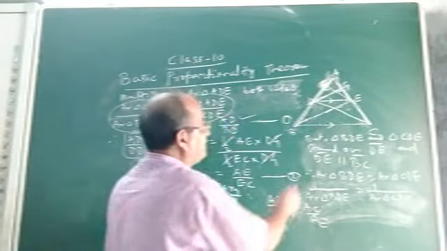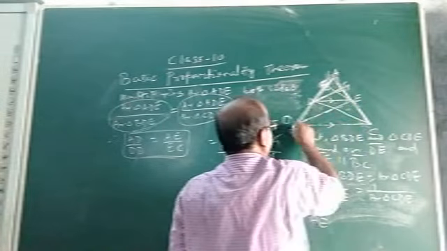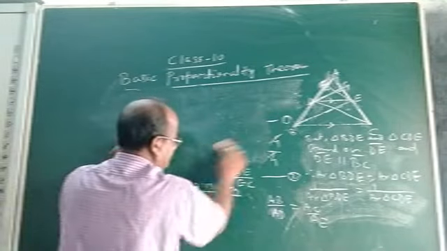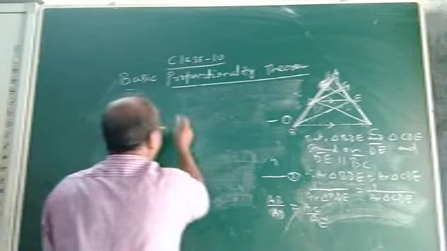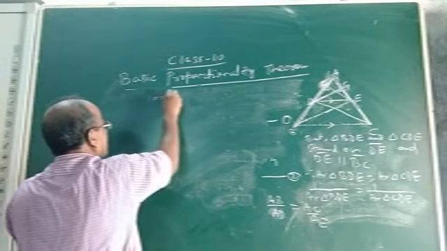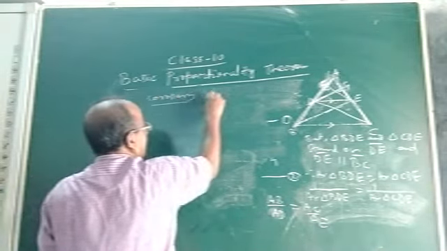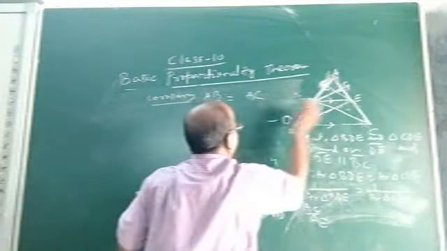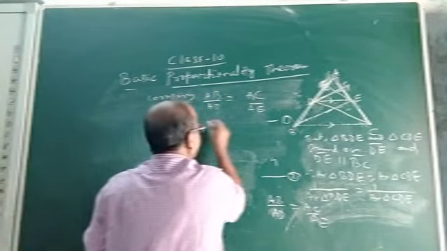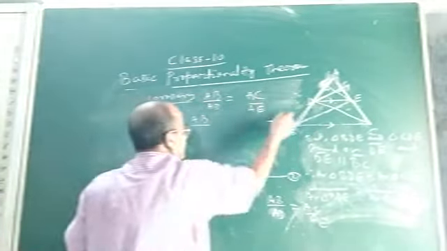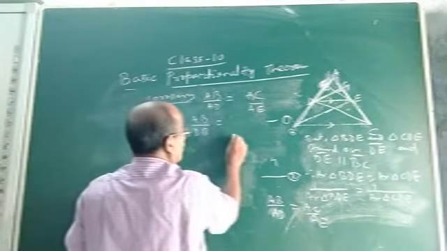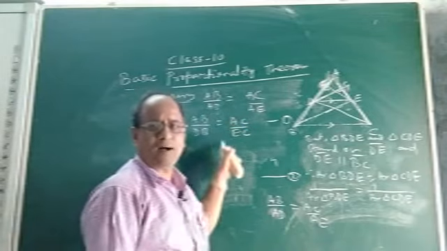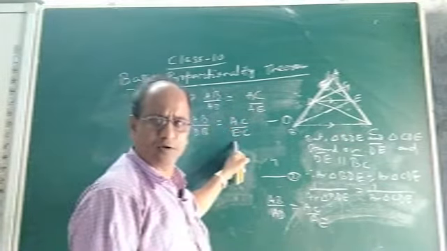Another thing, AB by DB, I am writing here. Now the theorem is over. Let us see what the other corollaries are. This is one corollary, and we can easily prove it: AB by AD equals AC by AE. Similarly, AB by DB equals AC by EC. These are some parts which can be derived from the theorem.